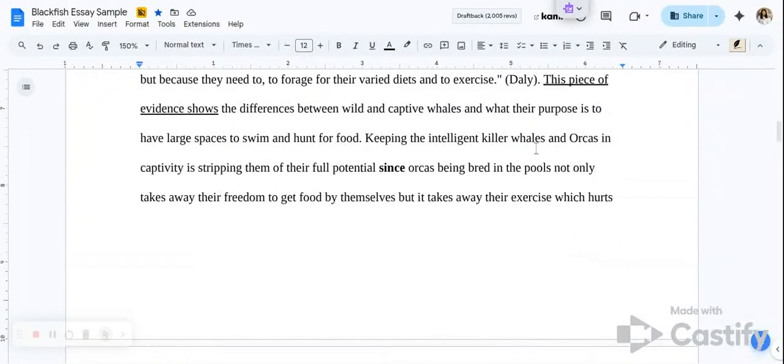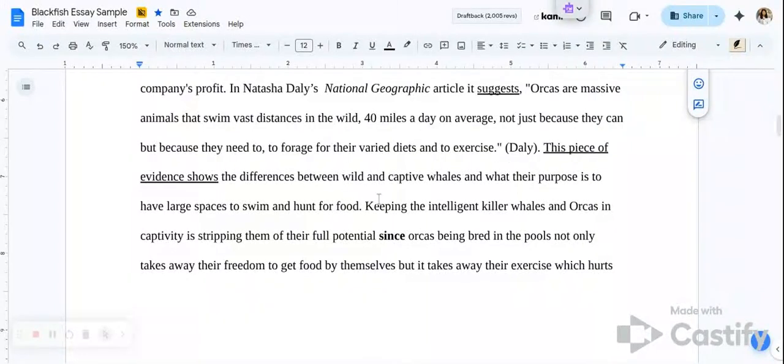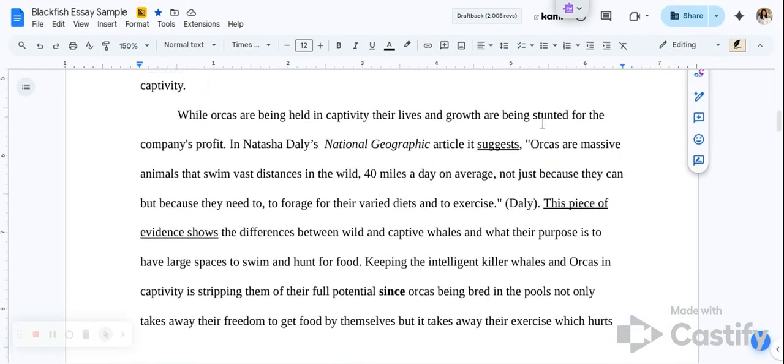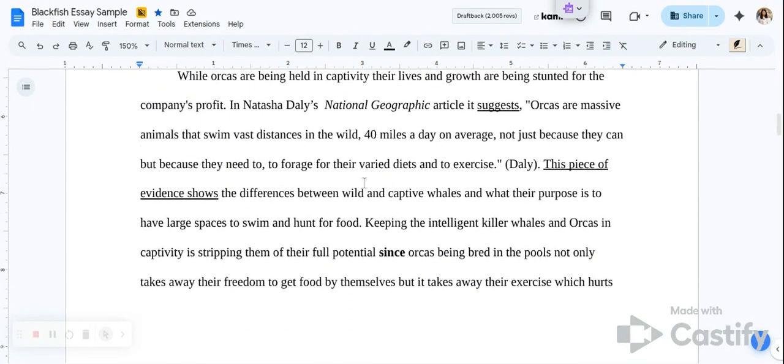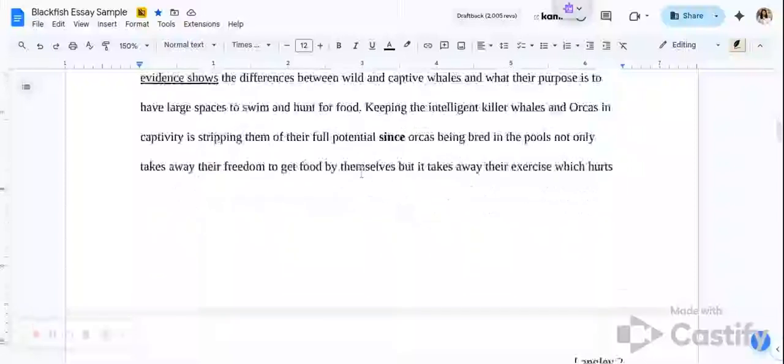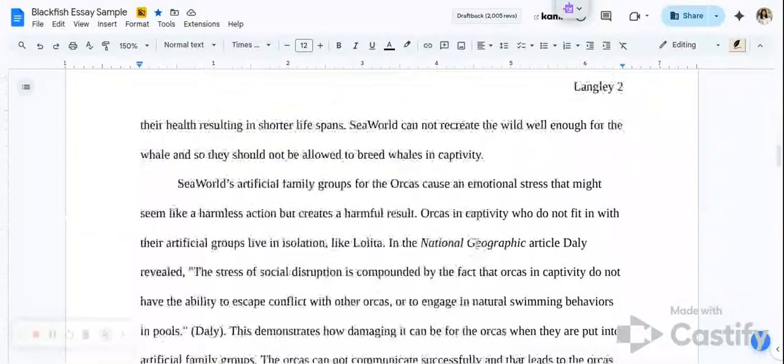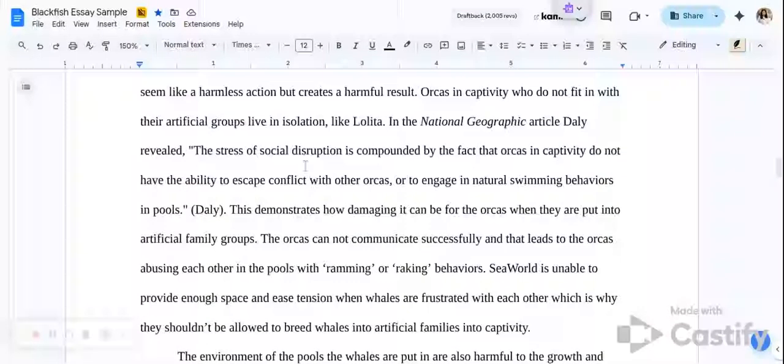Those 2 sentences that immediately follow the quote are explaining how the quote proves that their lifespans are stunted, and it's all for a company profit. So those 2 sentences did their work. We follow that same pattern. You're going to see that same pattern replicated in the next paragraphs.